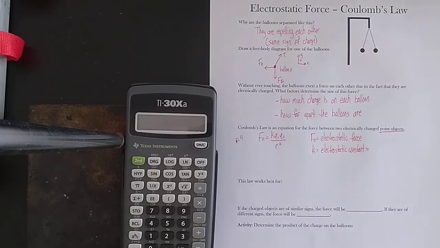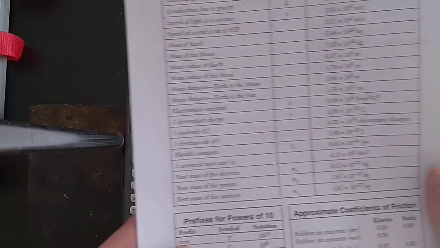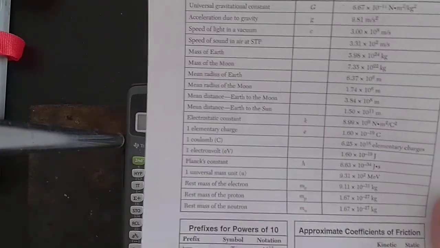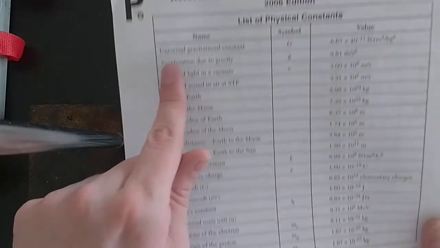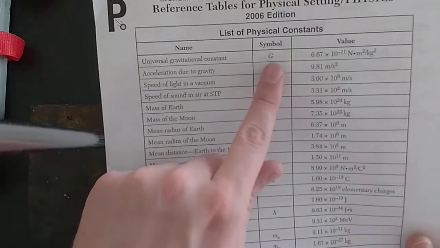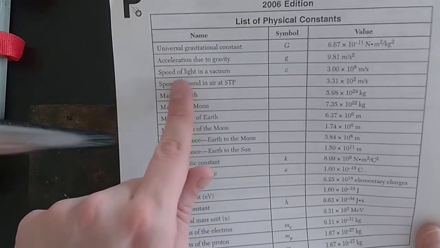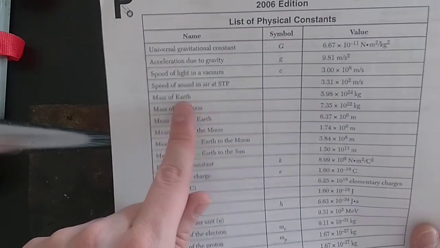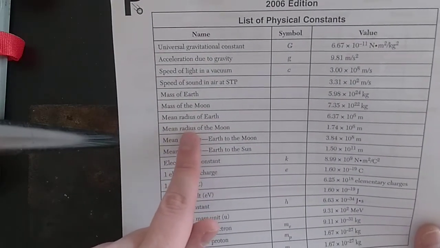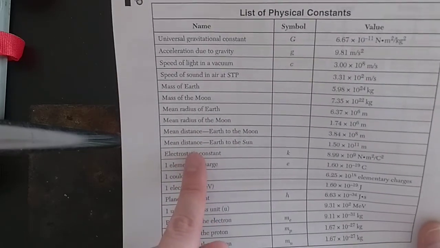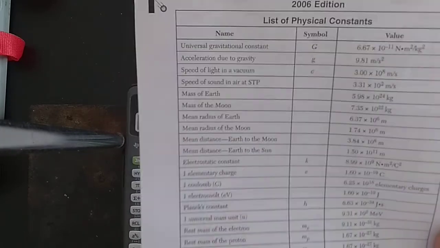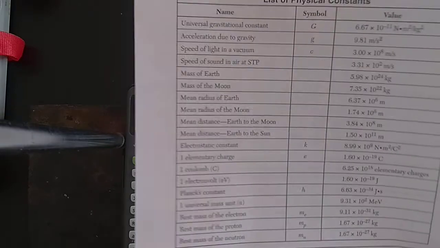Okay? If you know that you're going to be using this equation, K, the electrostatic constant, is always going to be the same. Totally different from the spring constant. It's listed on the front, and just as a quick rundown, we've discussed universal gravitational constant. We've discussed acceleration due to gravity. We haven't talked about speed of light or sound, but we've used the mass of the Earth and the Moon. We've used the mean radius of the Earth and the Moon, and the mean distance, Earth to Moon and Earth to Sun, in our gravitation unit.